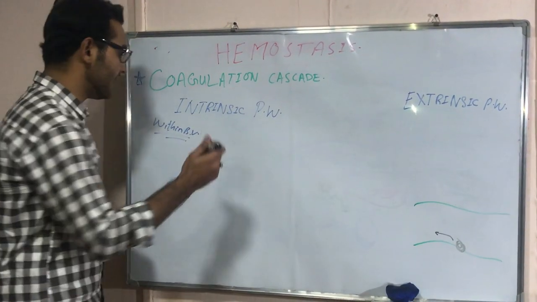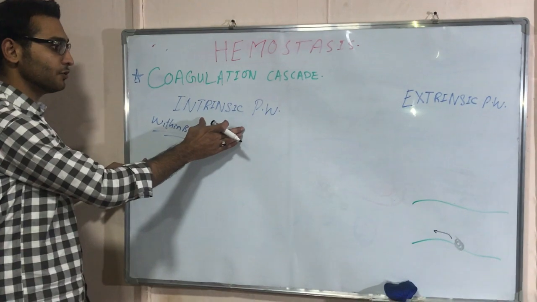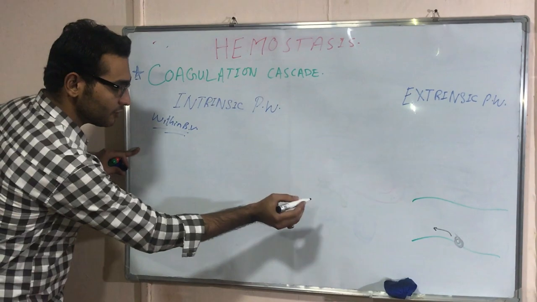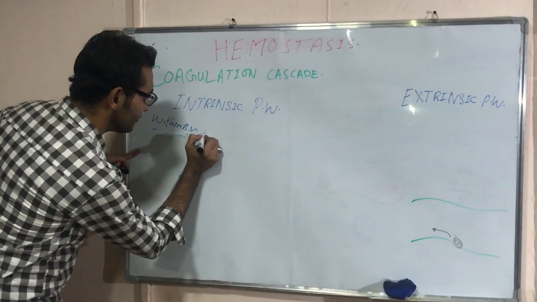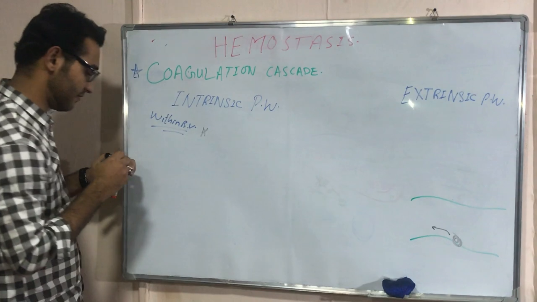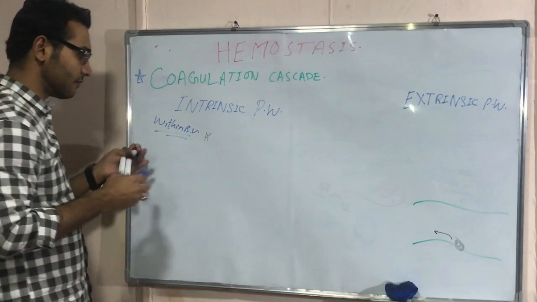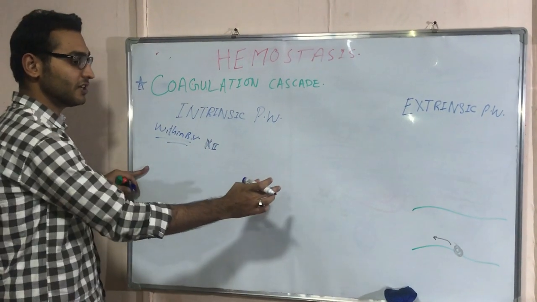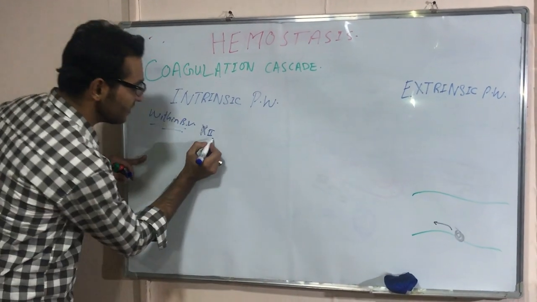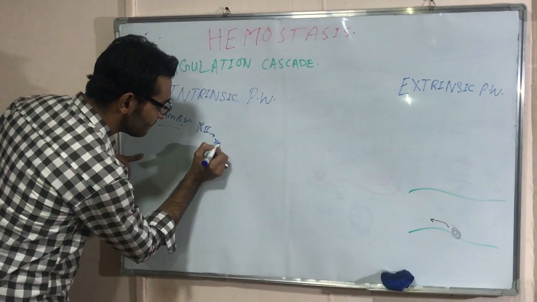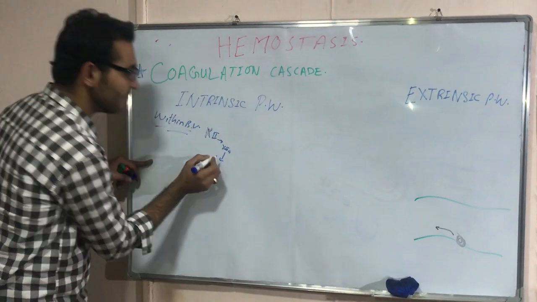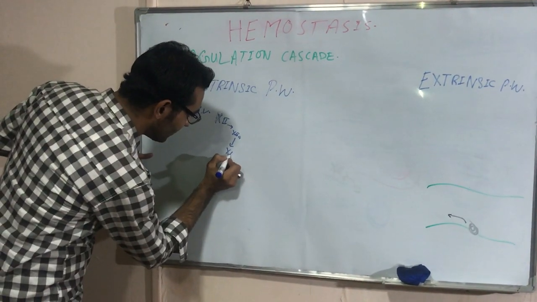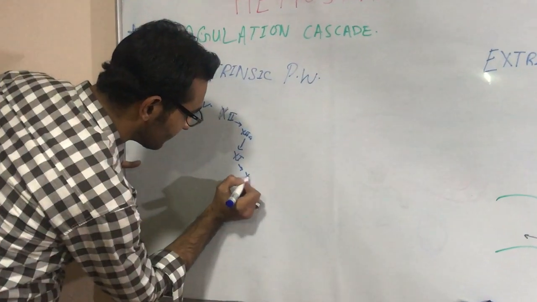If we come to the intrinsic pathway, first of all I have told you that the intrinsic pathway occurs within the blood vessels. Factor number 12 comes in contact with the subendothelial collagen, then it is activated to factor 12A, which comes in contact with factor number 11 and activates it.